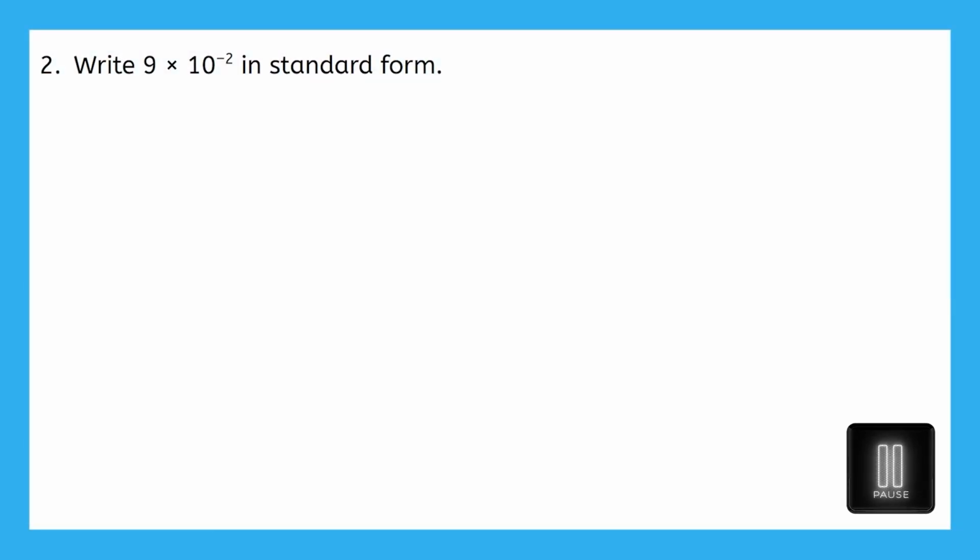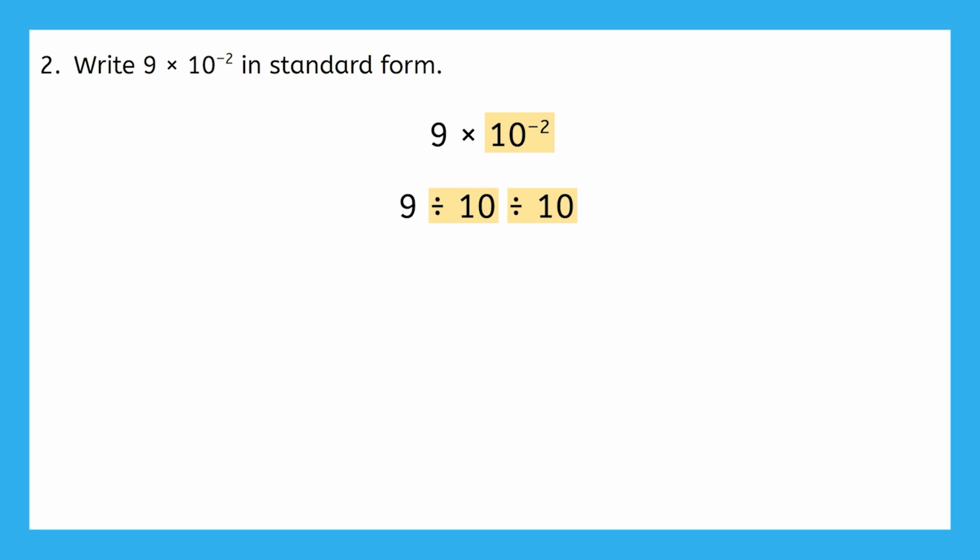Your turn to try one. Pause the video here and write 9 times 10 to the negative second in standard form. Multiplying by 10 to the negative second is like dividing by 10 two times, or moving the decimal 2 places to the left. The decimal starts after the 9, and moving it twice to the left gives us 9/100ths.